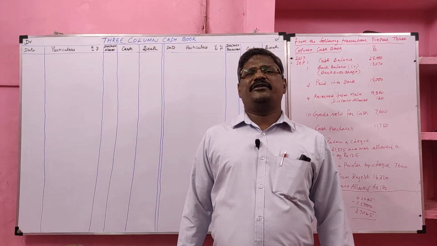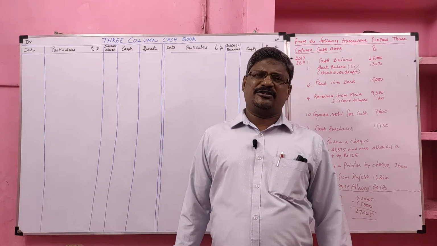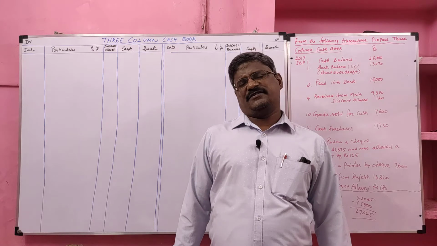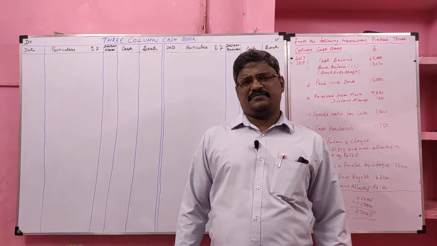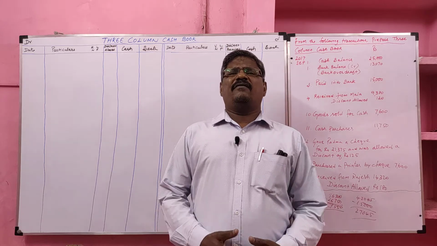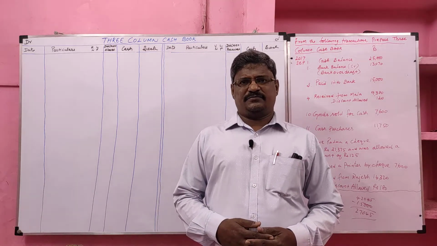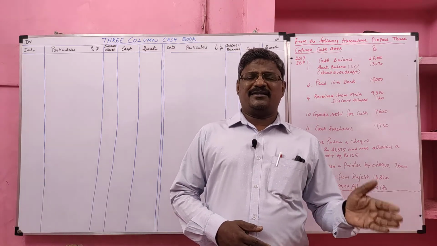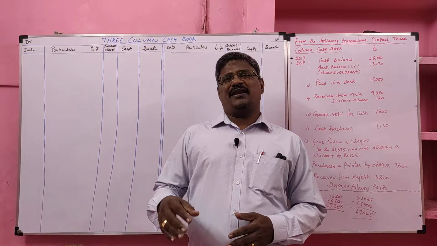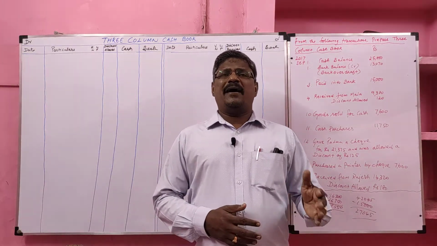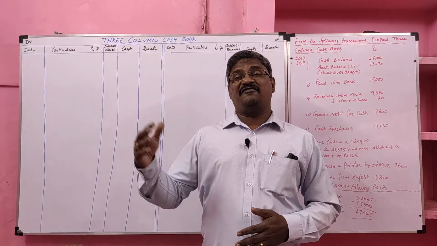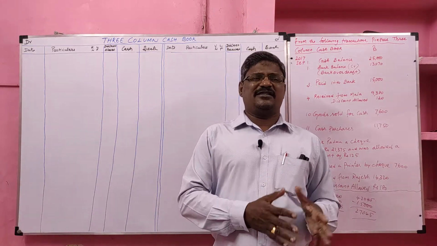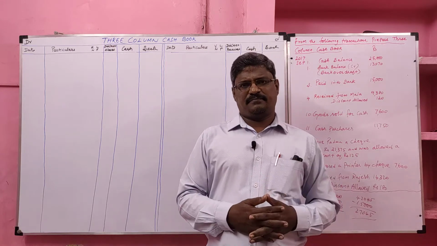Students, today we are going to learn about triple column cash book with the bank overdraft. Today we are going to discuss bank overdraft. We have two types of bank balance. One is bank balance debit, another one is bank balance credit. Bank balance debit is a favorable balance, bank balance credit is an unfavorable balance. First we will see bank balance debit.